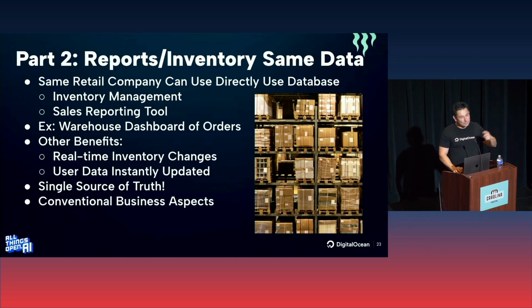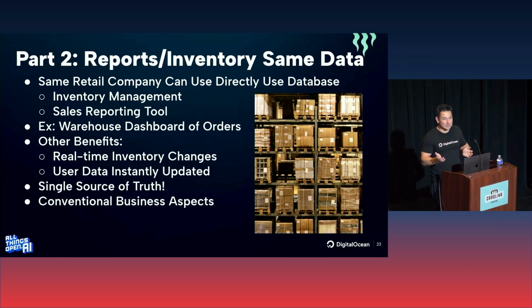Now, the more traditional side of the house for your retail or your online store is that you can use that graph database and all of the data that's contained within it to run traditional types of things. This could be everything from inventory management, sales reporting tools, dashboards on warehouse orders. And whether it's online or not, or a dashboard, whatever it is, you can query your graph database independently of an LLM and generate reports and do all sorts of things.